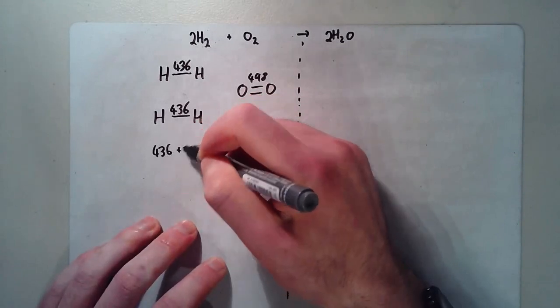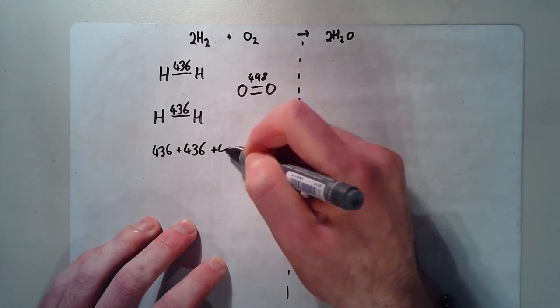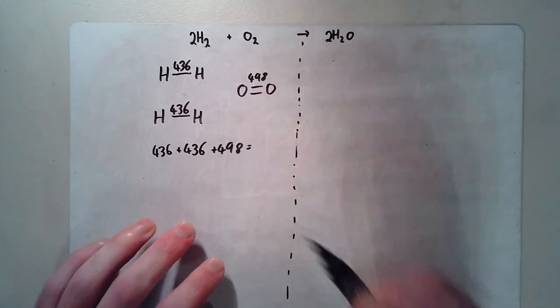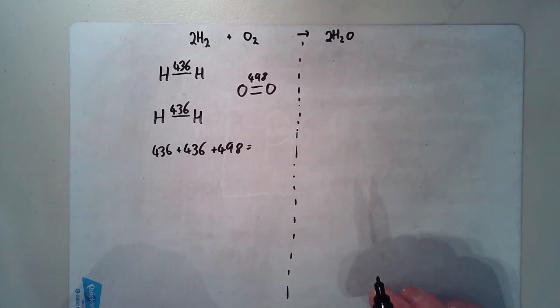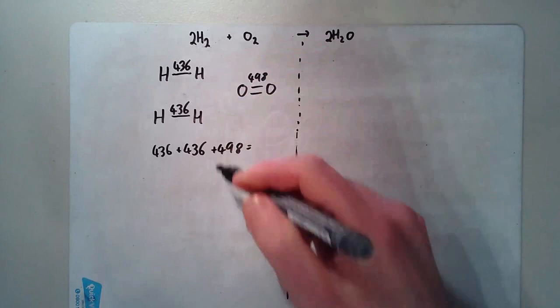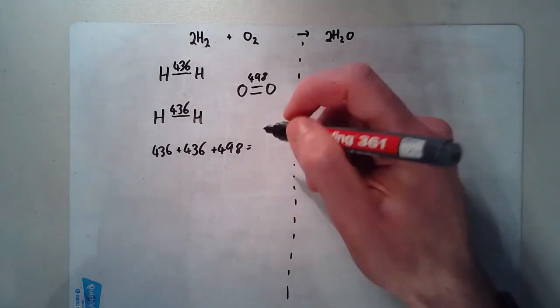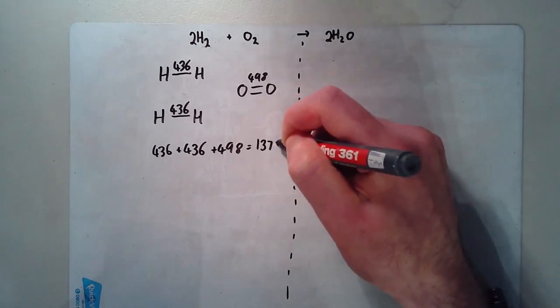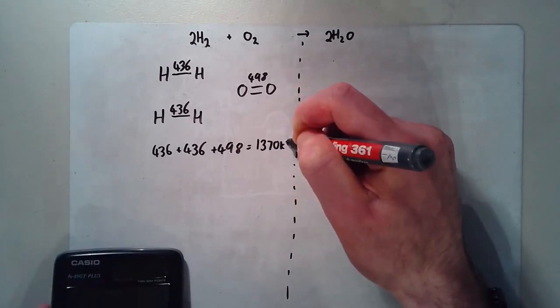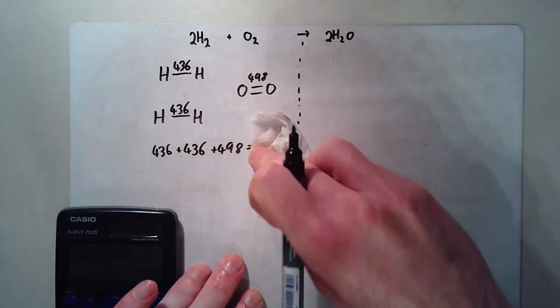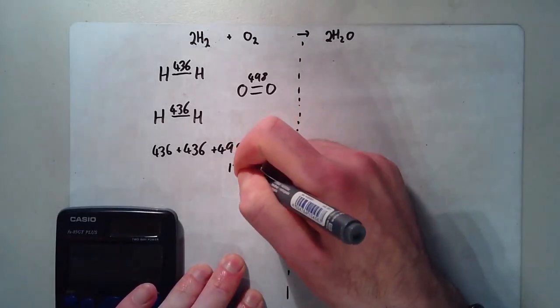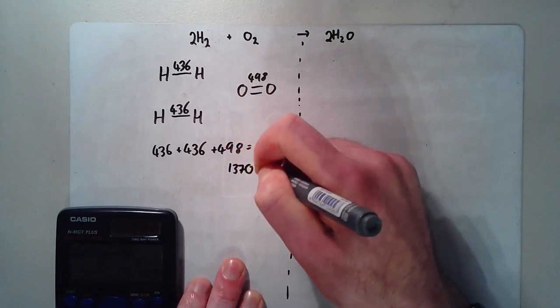436 plus 436. And I recommend you show absolutely every single line of your working. Super, super clear. The clearer it is, the more likely you are to get marks. Because if you make a mistake at one point, you can get marks later on, but only if your working is clear. I use my calculator, as you always should. 436 plus 436 plus 498. And that would give me 1,370. I've run out of space right underneath. That will give me 1,370 kilojoules per mole.